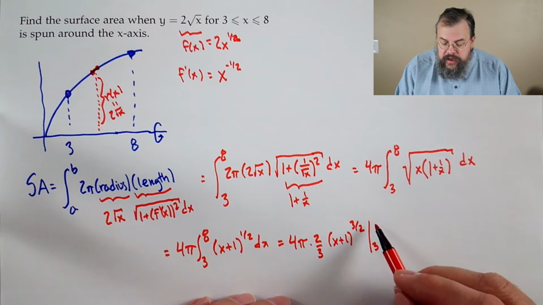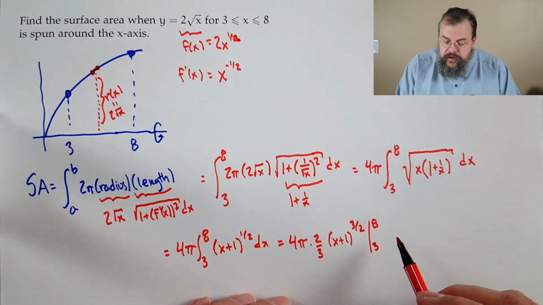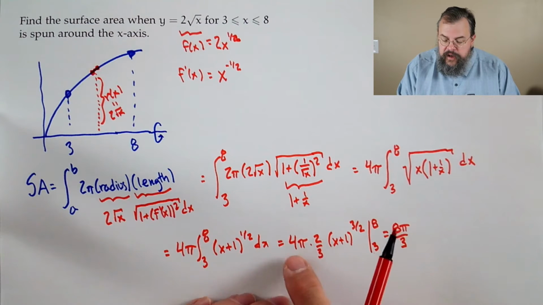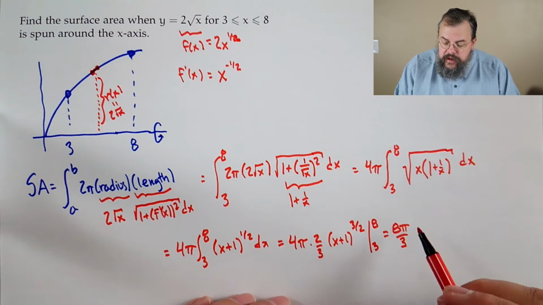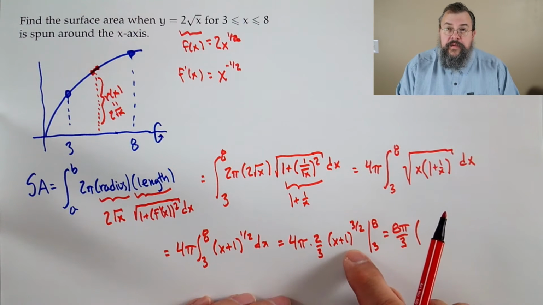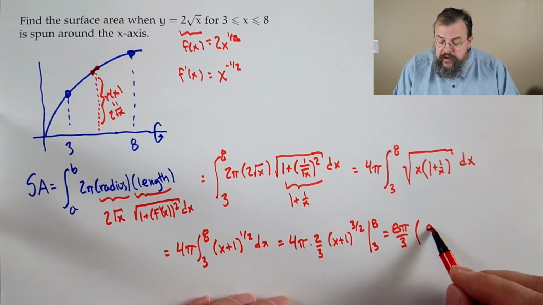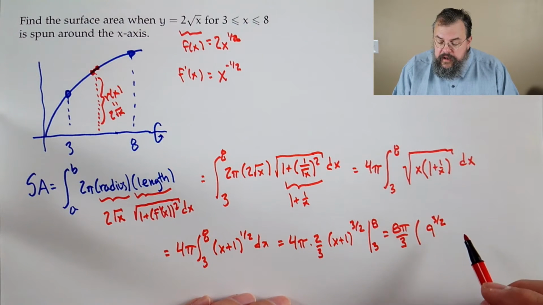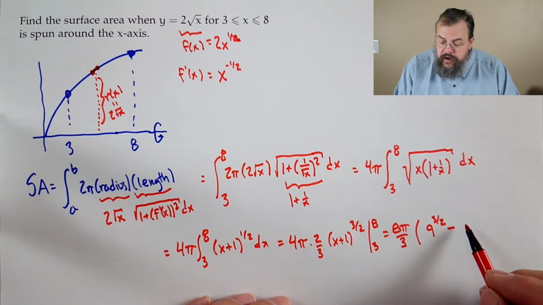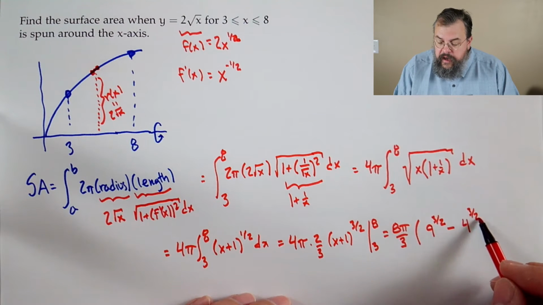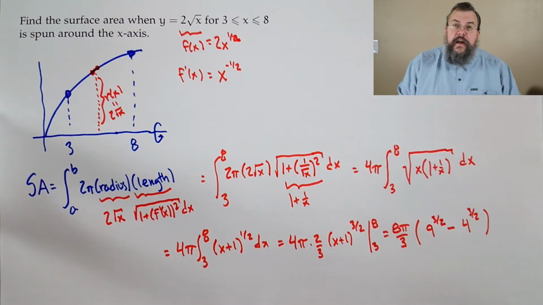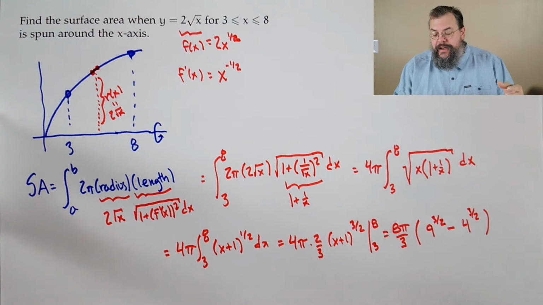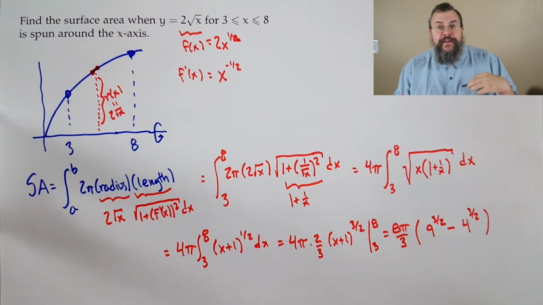Evaluate 3 to 8. So we have 8 pi over 3, multiply 4 times 2/3. And then, all right, 8 plus 1 is 9. So 9 to the 3/2. Okay, and then subtract, 3 plus 1 is 4. 4 to the 3/2. Now, of course, we all know that 9 cubed is 729, but that's not the smart thing to do. The smart thing to do is say, look, square root of 9 first.